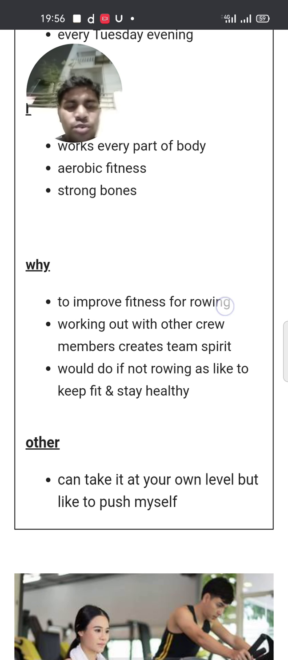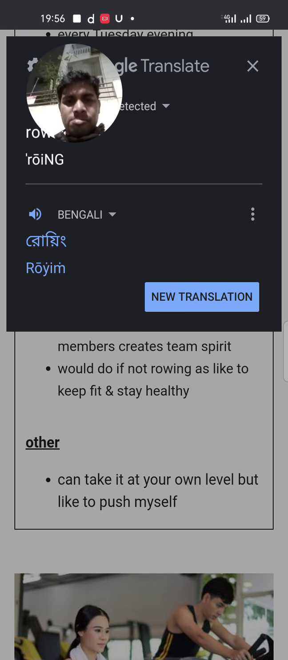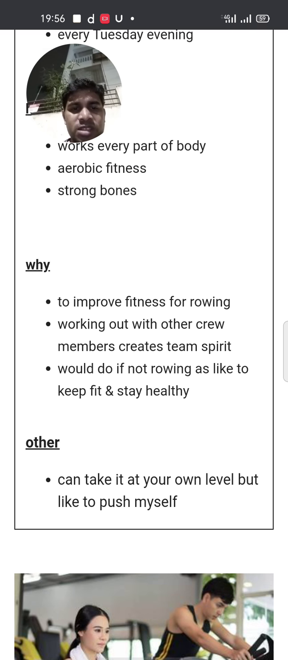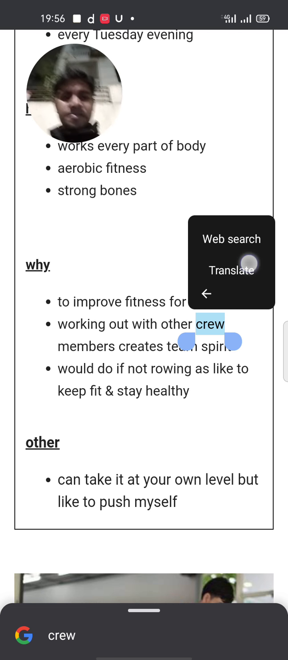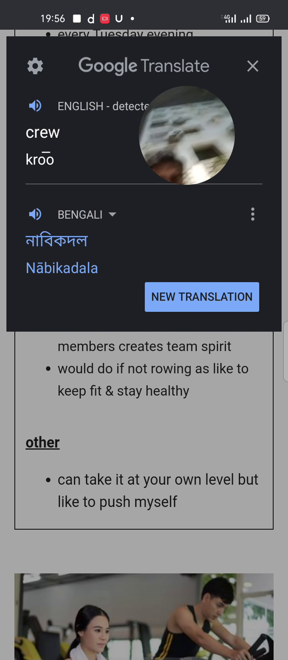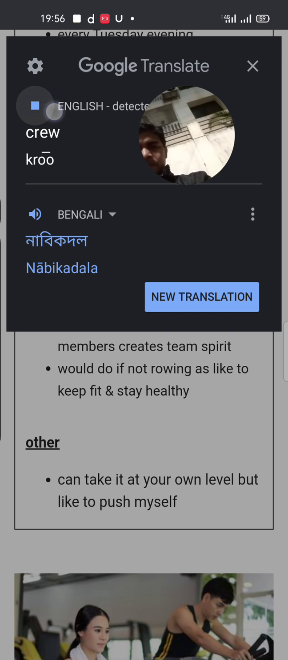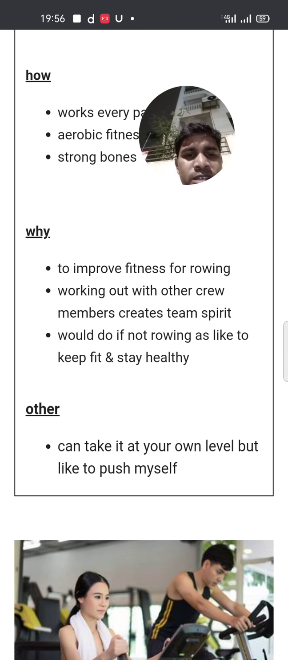Working says why? Rowing. What does that mean, rowing? Have any idea what that means? Rowing: working out with other club members. Yeah, I got it. To improve fitness for rowing, working out with other club members creates team spirit.